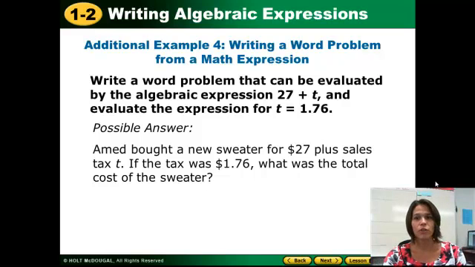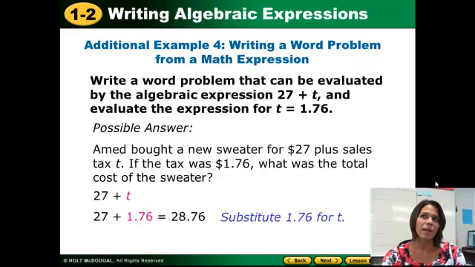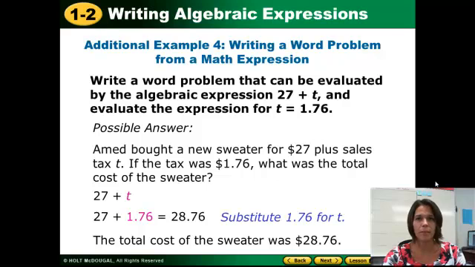All kinds of things that you could use for addition. Sorry, I'm trying to come up with something with a decimal that you could use that would make sense. But my expression is 27 plus t, where I can substitute t. I could come up with things that wouldn't make a lot of sense, like I had 27 apples and I added 1.76 apples to it. But I could say I had 27 apples and I added 1.76 ounces of caramel to it, something like that. Just make sure that it makes sense for the application and the numbers that are given. So the total cost of the sweater was $28.76.